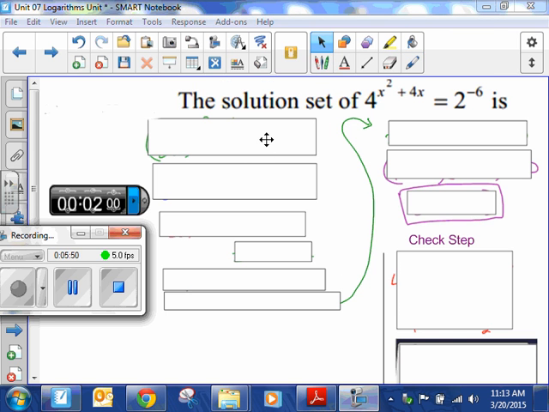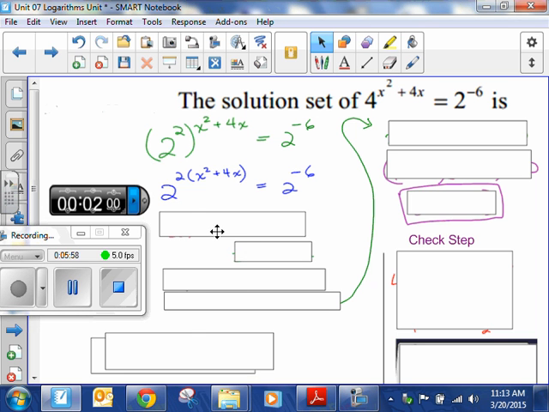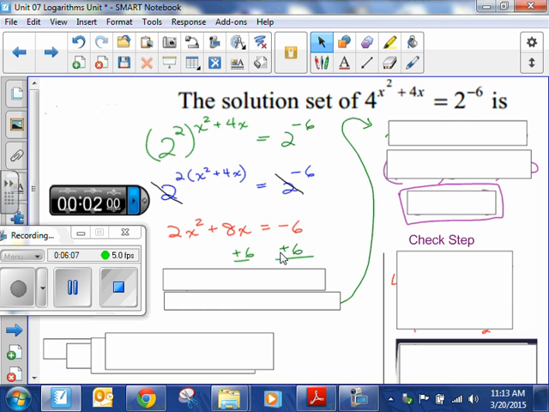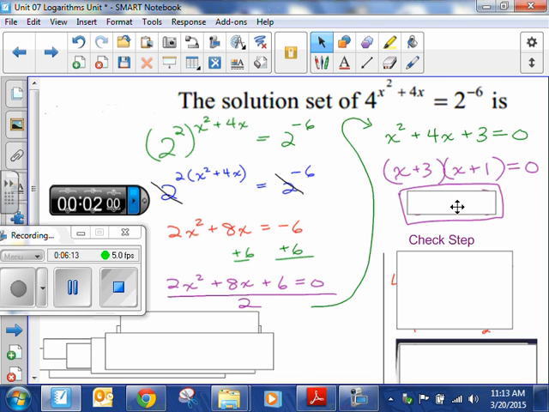This is pretty straightforward. We want to rewrite the base as a common base. We rewrite it as 2 squared. We distribute the 2. We cancel out the like bases. And we set the exponents equal to each other. Add 6 to both sides. Divide by 2. Factor. And our solution set is -3, -1.